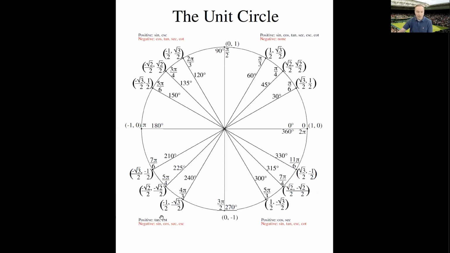So without even looking at this, you could just say, oh, well, I know the cosine is going to be negative in quadrant 2 and quadrant 3. Why? Because the x components are negative there. I know that the sine is going to be negative in quadrant 3 and quadrant 4. Why? Because the y value's negative down here. Sine's going to be positive in quadrant 1 and 2. Cosine's going to be positive in quadrant 1 and quadrant 4.